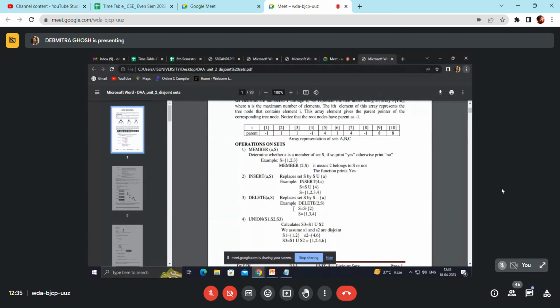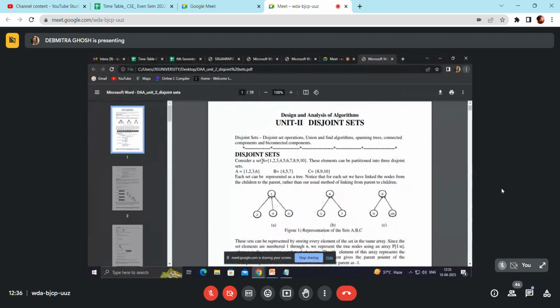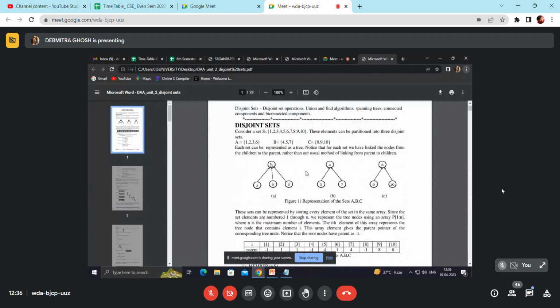Then also I'm talking about this: replace S by S minus A. S is the entire set. S consists of all the numbers from 1 to 10. If I want to subtract A, I mean 1, 2, 3 and 6, that is the first tree from S, then what will be the result? We will be left with 4, 5, 7, 8, 9, 10.